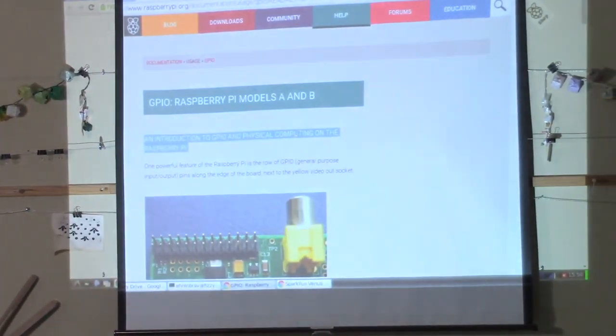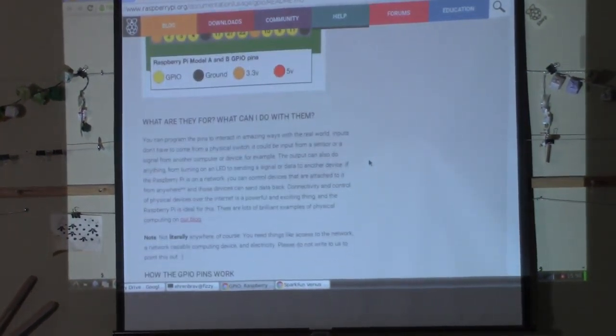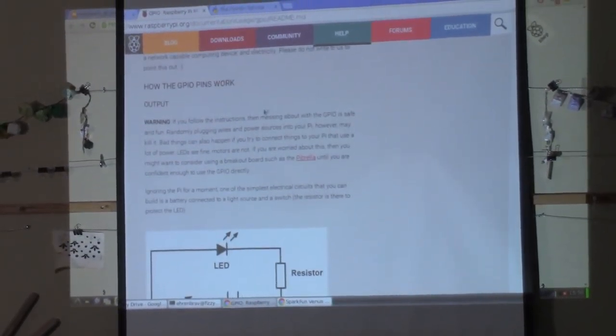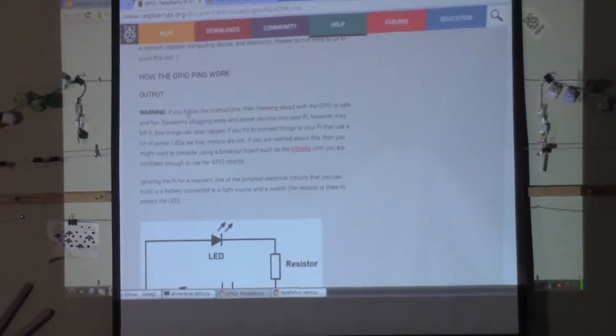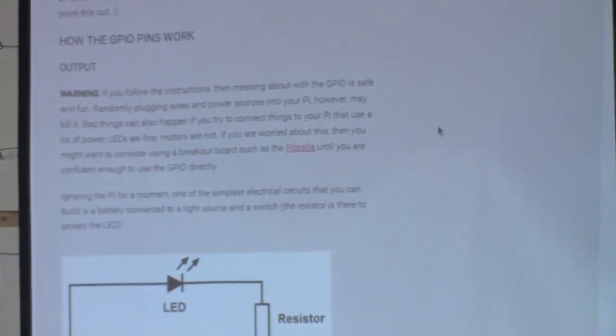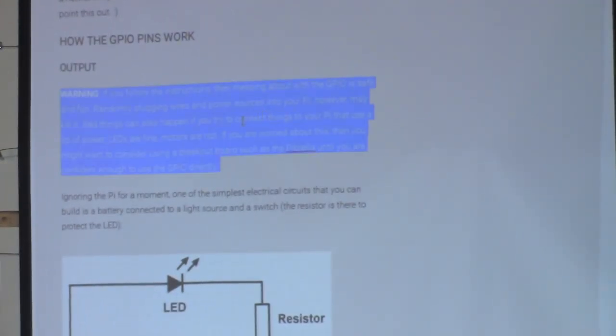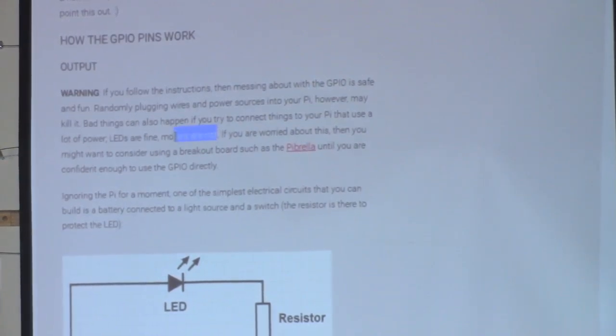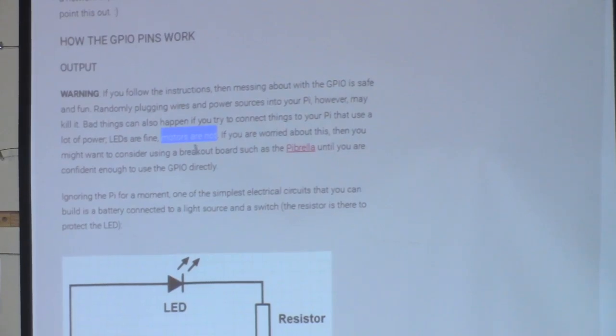So this is a whole introduction that Raspberry Pi themselves has for how to use the GPIO pins, how to configure them, and a warning. This is one of the only places where it is possible, at least theoretically, to fry your Pi. So it says basically here, the general rule of thumb: don't try and connect stuff to the Pi that uses a lot of power. So don't connect motors directly to the Pi. But again, you can try, and if you fry your Pi, then you're out $35. It's not the end of the world. So don't be afraid to take risks.